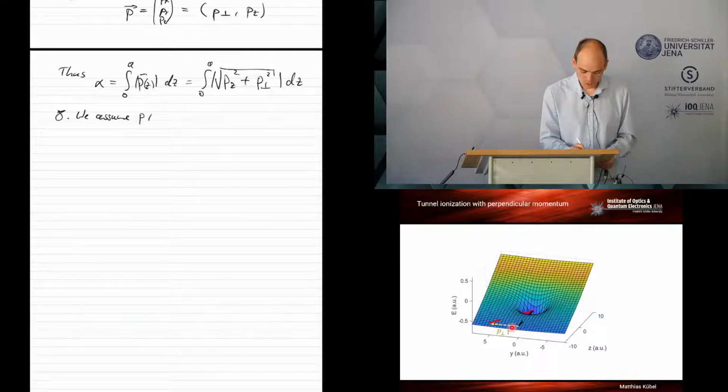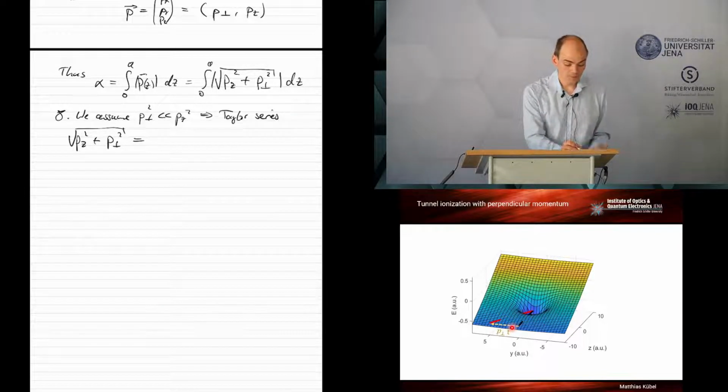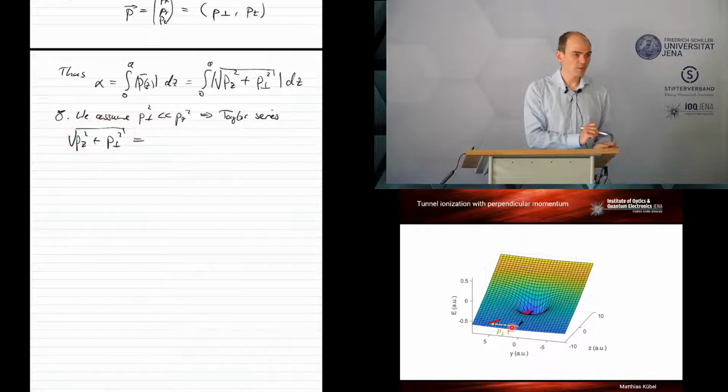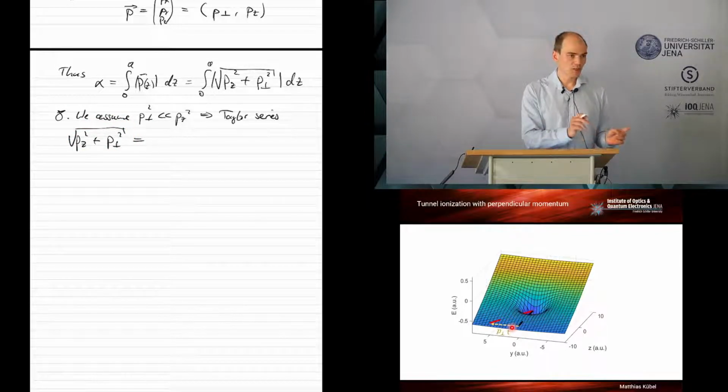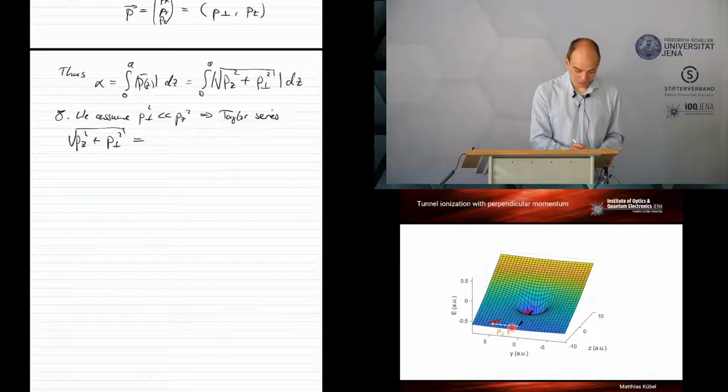So we assume p perpendicular squared is much smaller than pz squared, and write a Taylor series. Okay, so we have here the square root of pz squared plus p perpendicular squared, and now we will expand this around p perpendicular equals 0. The 0th order term therefore is simply pz.